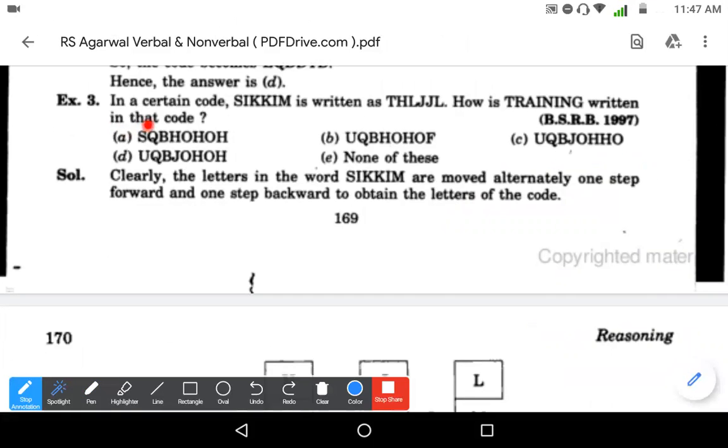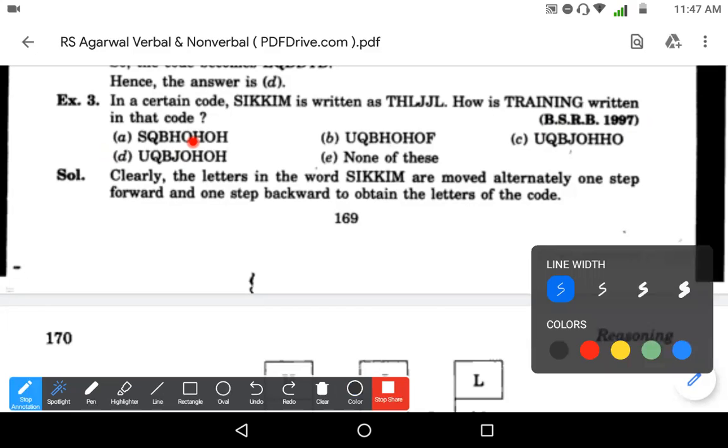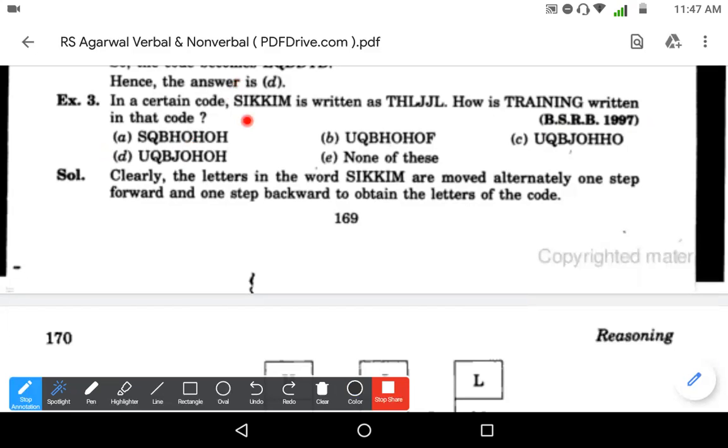In a certain code, SIKKIM is written as THLJJL. How is TRAINING written in that code? So as usual, first we have to find out the rule. Now to find out the rule, we will be considering from SIKKIM to THLJJL.